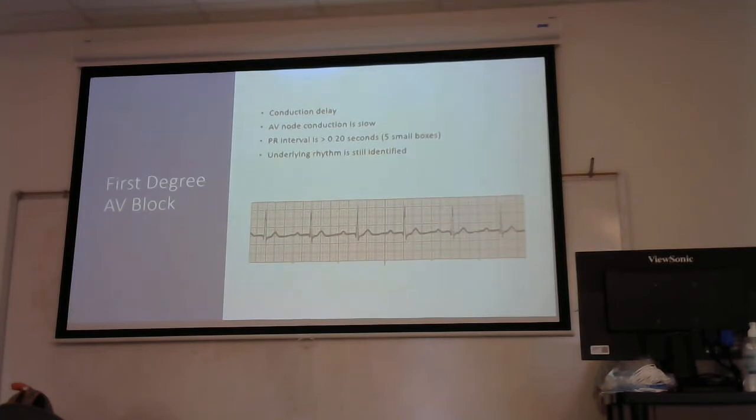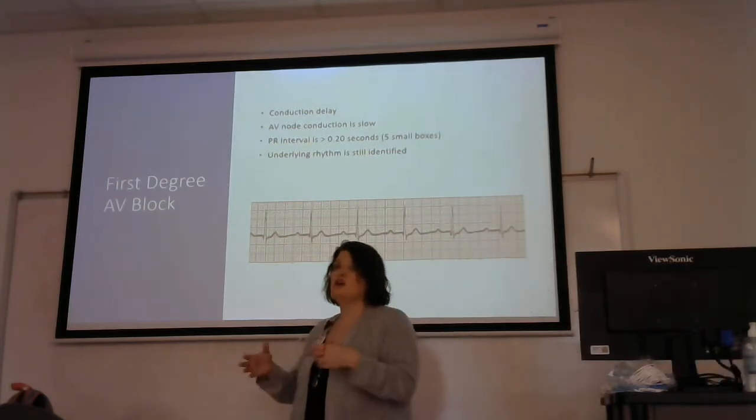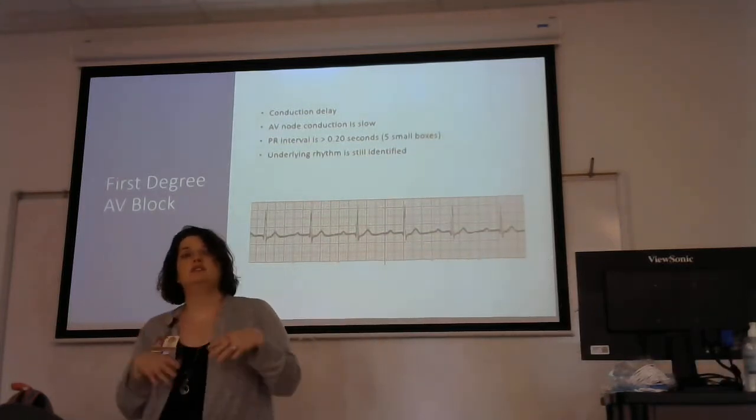Then you'll look at those QRSs. And what you'll notice about your QRSs, they're within defined limits. So the only thing wrong here, guys, is your PR interval is just longer than what it should be. What that tells you is it's just taking longer for that impulse to get from the atria to the ventricles.